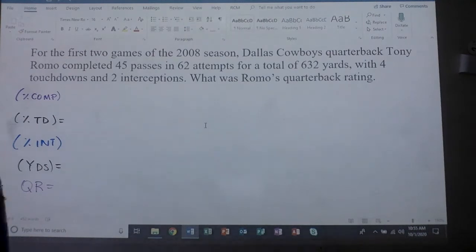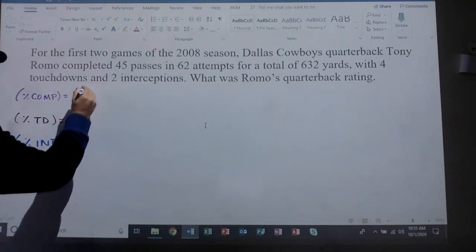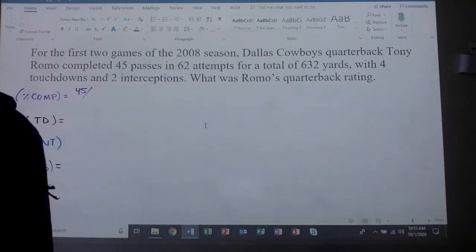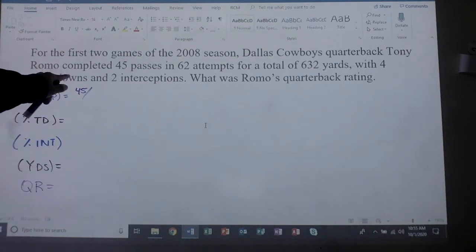But the first one, it says completed. If you're wondering where I'm getting it, it's just from the other page I just showed you. Completed passes. So for the first two games of the 2008 Dallas Cowboys quarterback Tony Romo completed. So once it says completed, I'm gonna use that number. So completed 45. Divided by, like I said, it's in the previous page I just showed you, divided by the attempts. So he completed 45 passes in 62 attempts.